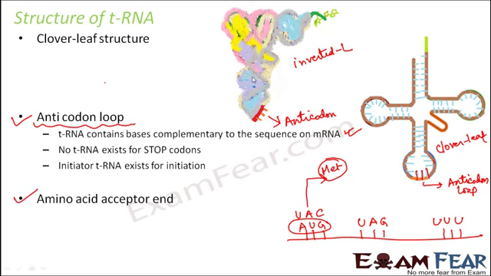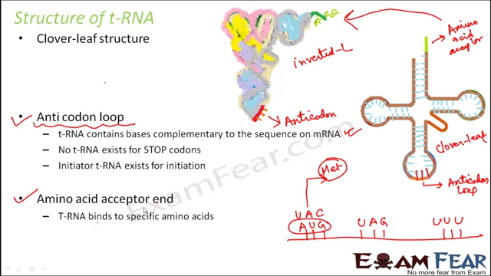On the other end we have the amino acid acceptor end. So here you see this is the amino acid acceptor end. Or if you look at the inverted L structure, there also you see the same thing at the side. Here it connects to the amino acid. So these are the two extremely important ends, because through one end it connects to mRNA and on the other end it connects to the amino acid. So it acts as a link between the amino acid and the sequence on mRNA.